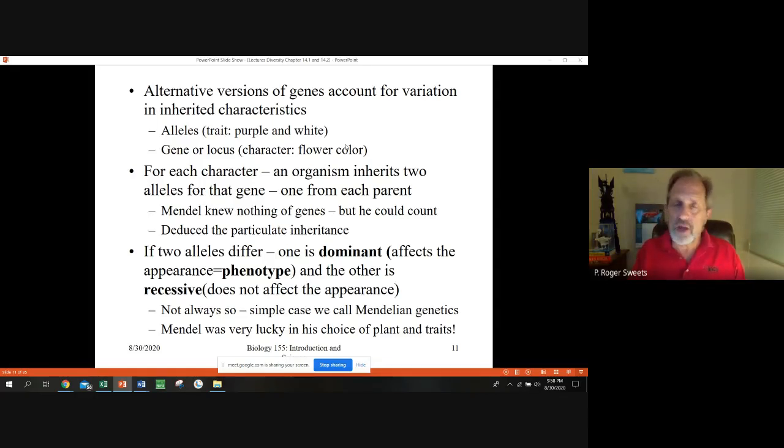Now, this is not always going to be so, believe me. This simple case we often call simple Mendelian genetics. And Mendel was extraordinarily lucky in his choice of plants and traits because of things, again, I'll talk about when we get to a later part of this series of lectures. But luckily for him and for us to understand this base idea of how genetics works, this particulate inheritance, it came out with this appearance where one was always dominant and one was recessive in some way.